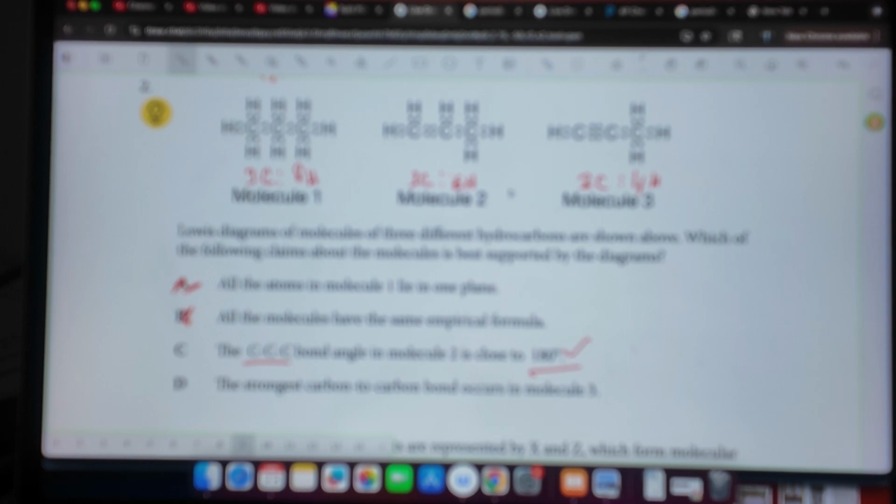It's got to be, right? Because if it's a double, now if you remember, I just showed you this earlier. This is a double bond and a double bond, right? And if they're saying this is a 180-degree angle, why would this carbon not be also 180 degrees? So I'm picking this. The strongest carbon-to-carbon bond occurs in molecule 3.